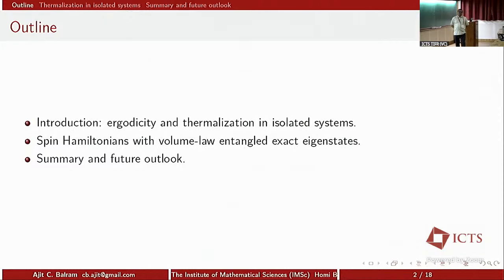I'm going to give a very quick introduction to ergodicity and thermalization in isolated systems. Then I'll come to the main part of the work, which is discussing some spin Hamiltonians and how they can host exact zero energy volume law entangled states. And I'll end with a summary and future outlook.